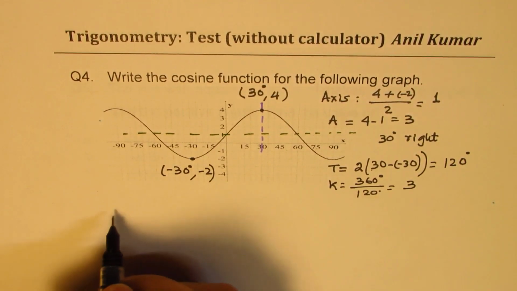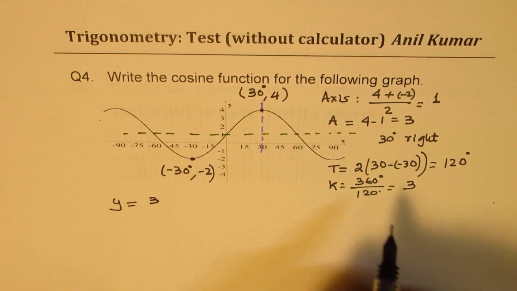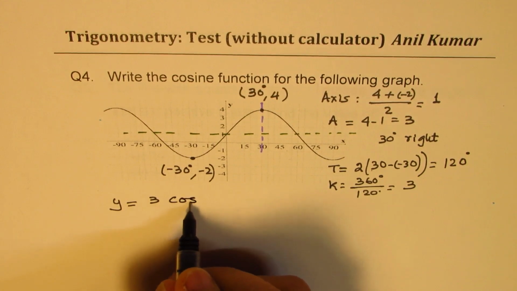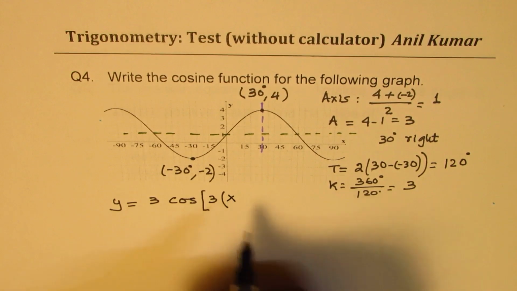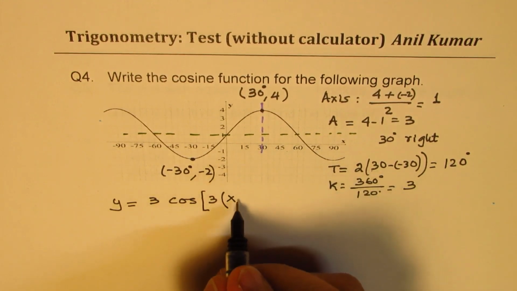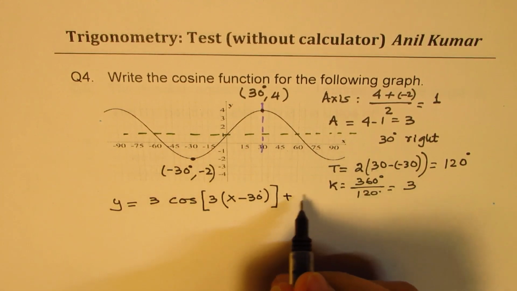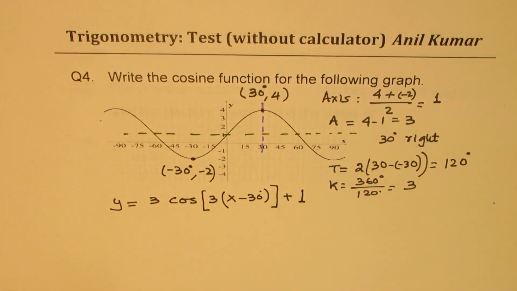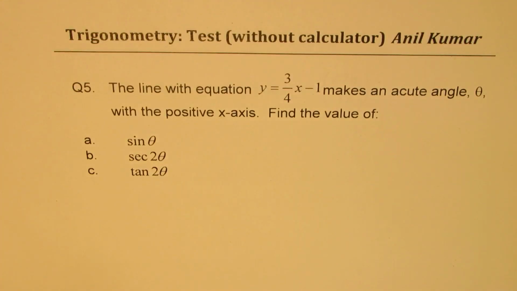Now we can write cosine function. Y equals to the amplitude 3, and we want cosine. K is 3. X minus the phase shift, which is 30 degrees, so minus 30 degrees. And we shift it up by 1 unit. Do you see that part? So that is how you get your equation. Perfect? So I hope the steps are absolutely clear. Let's move on and take question number 5.